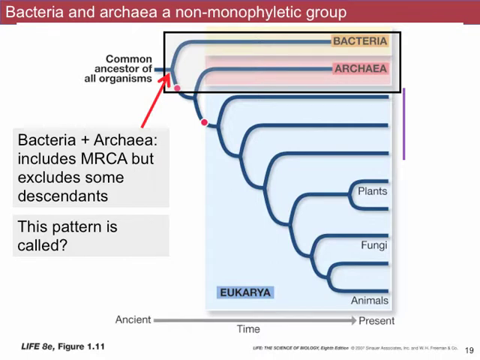So what is this pattern called? Right, so it's paraphyly because we've excluded one of the descendants of the common ancestor.